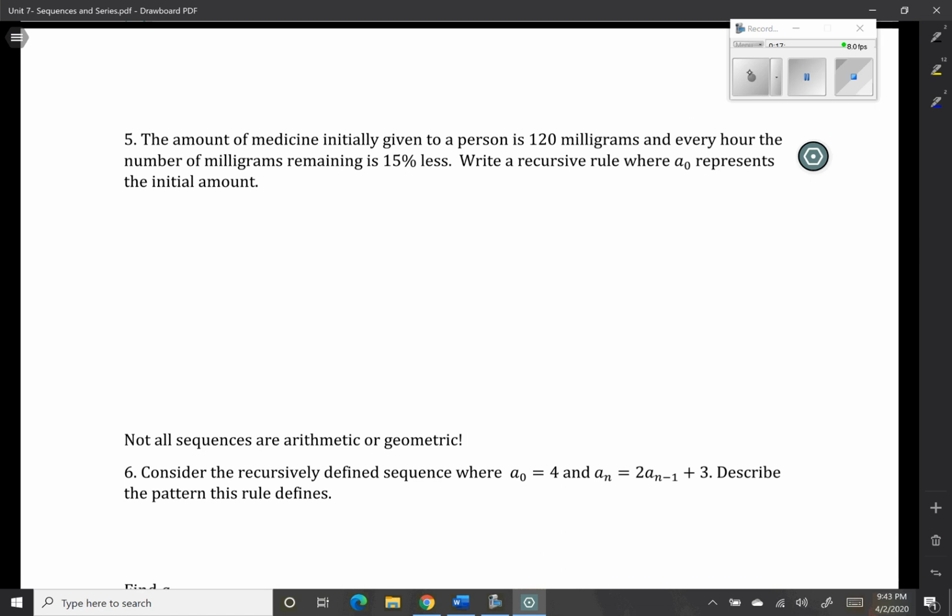So it says the amount of medicine initially given to a person is 120 milligrams. This is the initial amount. So that's the first term of the sequence, which they're defining as a sub 0. And it says every hour it has 15% less. So now we have to think, what do we multiply by 120 to get the amount left after 1 hour? I'll give you a clue. It's not 0.15. Remember in all of that work we did in our exponent chapter, it's always 1 minus whatever this percent rate is. So if I do 1 minus 0.15, I'm going to get 0.85.